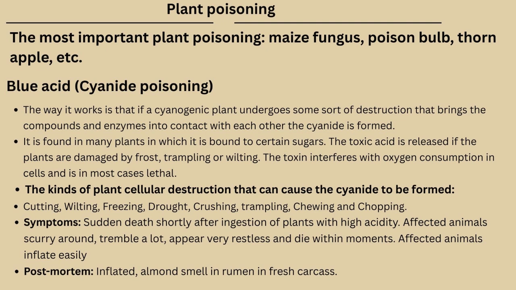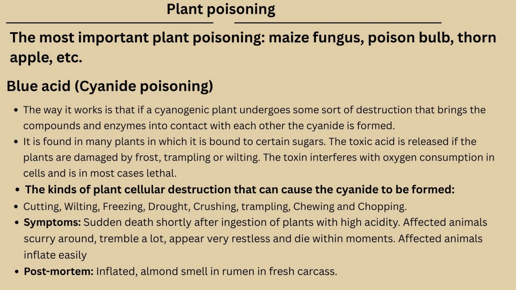The toxin interferes with oxygen consumption in cells and is in most cases lethal. The kinds of plant cellular destruction that can cause the cyanide to be formed: cutting, wilting, freezing, drought, crushing, trampling, chewing and chopping.